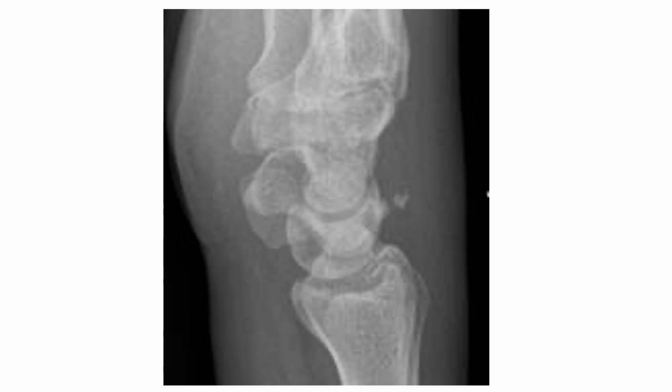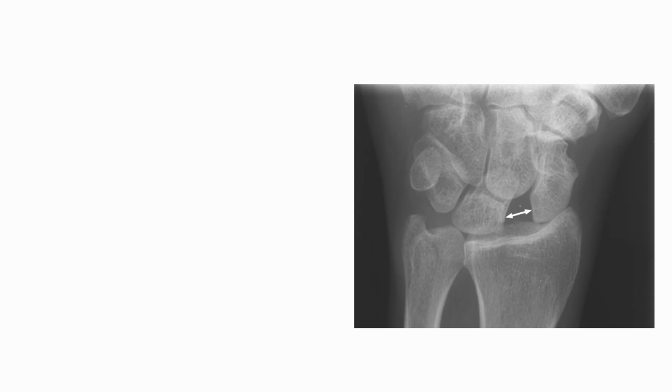This is an x-ray of the wrist, and you see some avulsion at the back of the wrist, and that is a triquetral fracture. Triquetral fracture. This is the Terry Thomas sign, which is a marker for scapholunate dissociation.